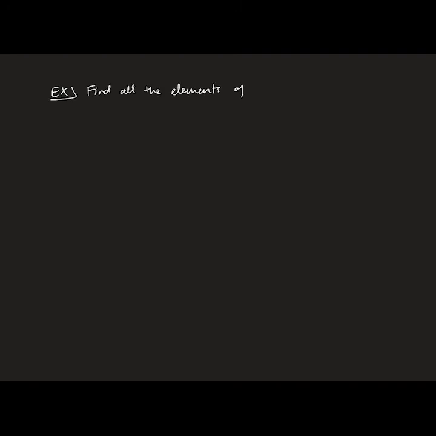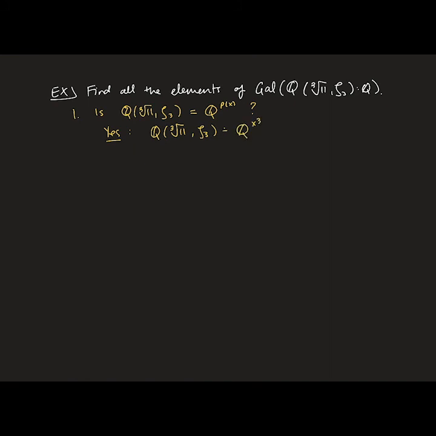We're going to find all the elements of the Galois group of Q adjoin cube root of 11 and zeta 3 over Q. Now, we're keeping in mind our warning. Is Q adjoin cube root of 11 and zeta 3 the fixed field of some polynomial? Well, as it happens, yes. It's the fixed field of x cubed minus 11, because we can build all the roots of that polynomial out of these things that we're adjoining. Woo! But if it's not the fixed field of some polynomial, we have to do something else because of our warning.